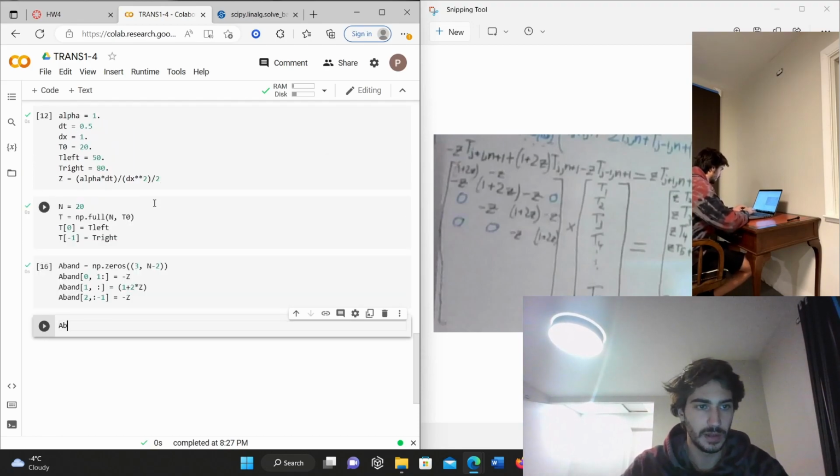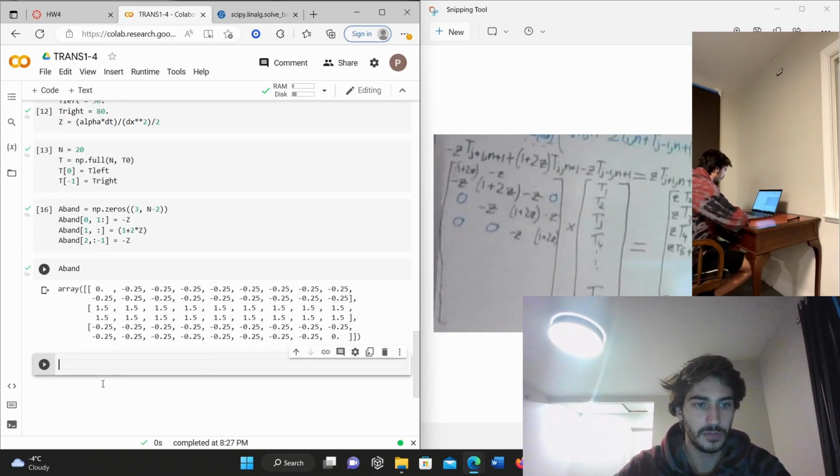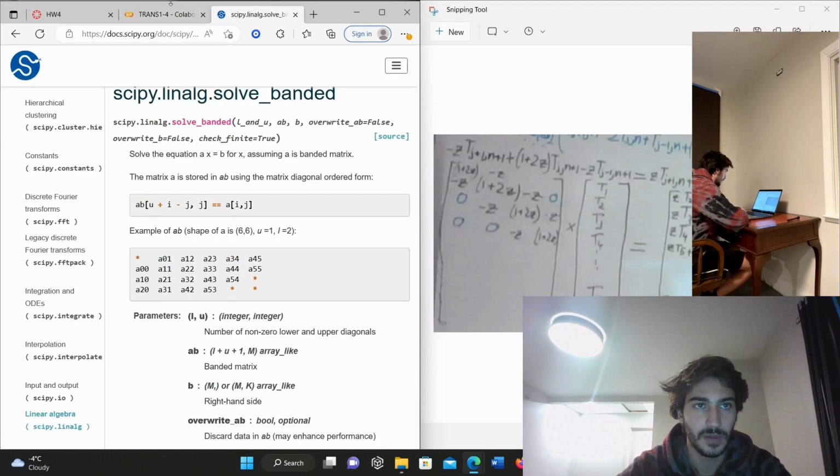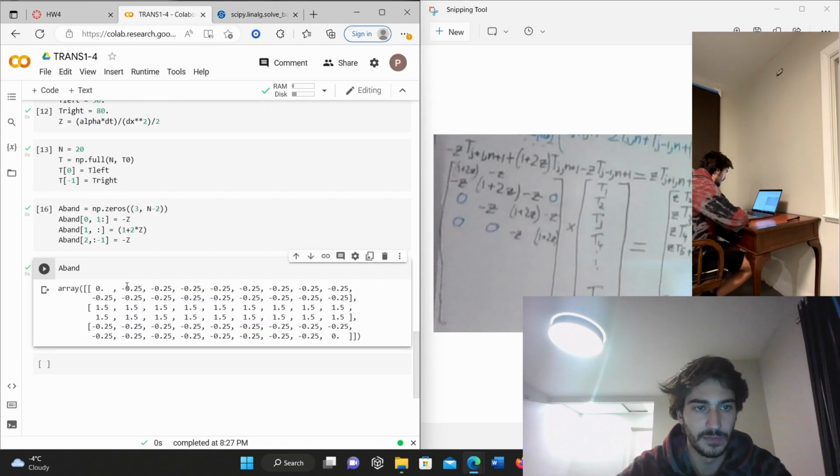All right, and then if we run a band, it should show us correctly. Let's see. Beautiful, there we go. So there we have it. For our first value, we have 0, like we said, because we don't want anything there. And then the rest is filled up with values of negative z. And then in the middle, we have 1 plus 2 times z for all of them. And then for the last one, we have negative z for all but the last one. Right? So this looks good.